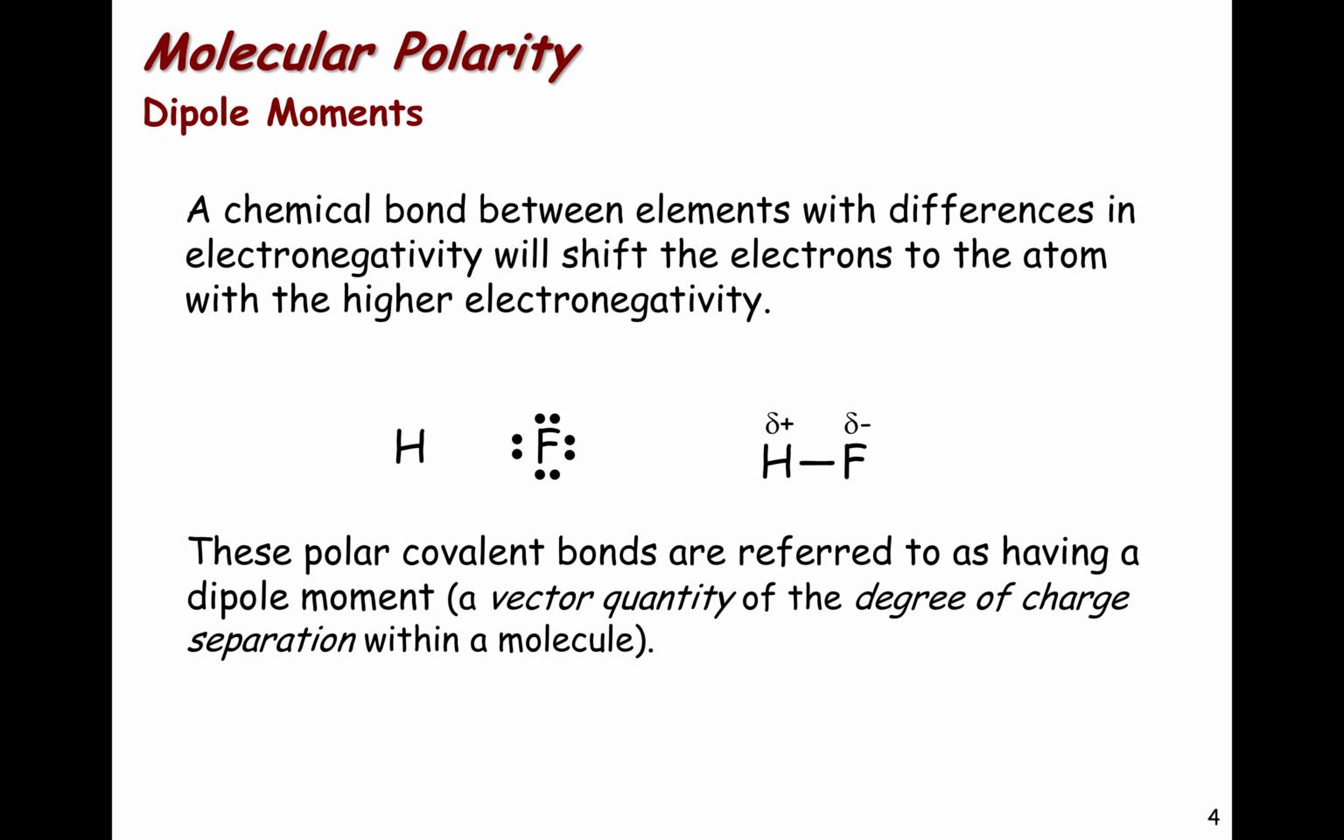This results in the so-called dipole, and as a result, this molecule is referred to as being polar. So this is a vector quantity that has both a magnitude, which tells us about the size, and a direction of the dipole moment.